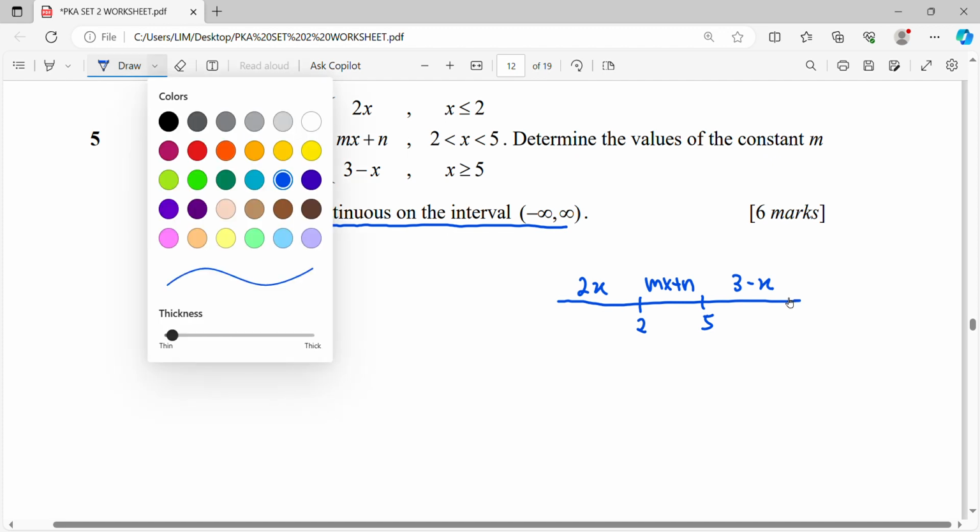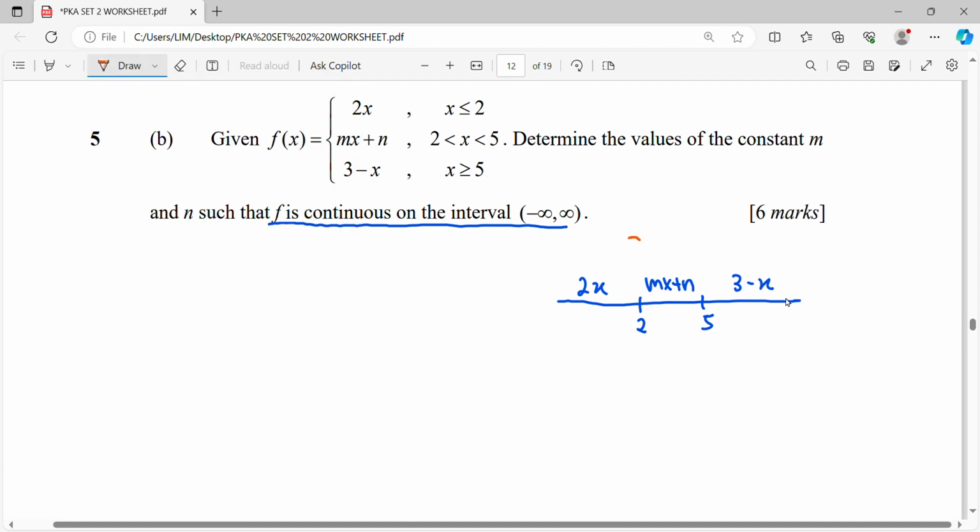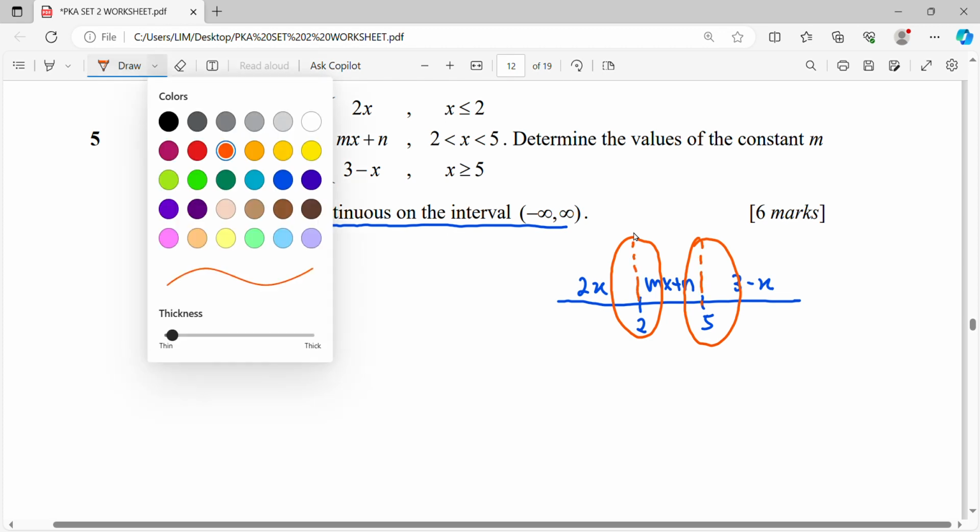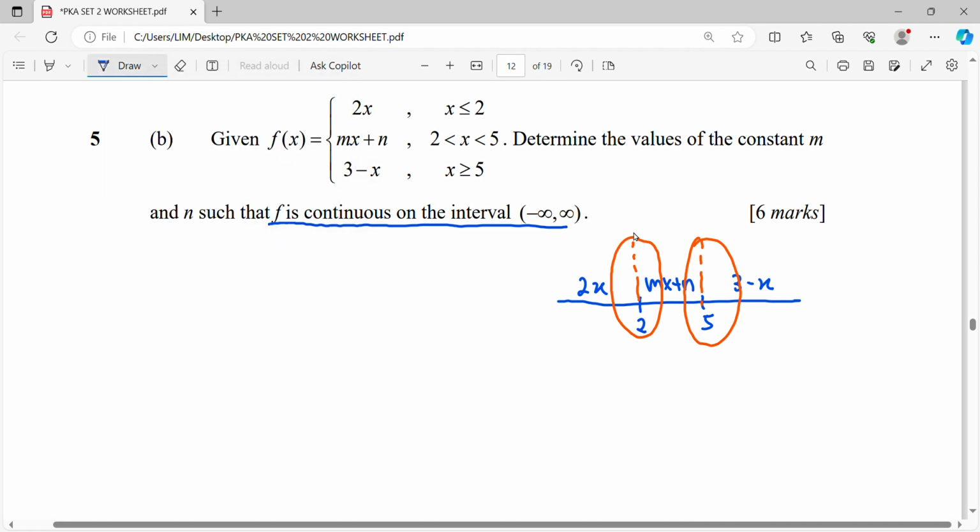That means at the point of x equals 2, where the graph changes from 2x to mx plus n, and at the point where x equals 5, we have to make sure this changing point of the function is continuous. So therefore, for x equals 2, to make sure the function is continuous, we have to state out the conditions of continuity.